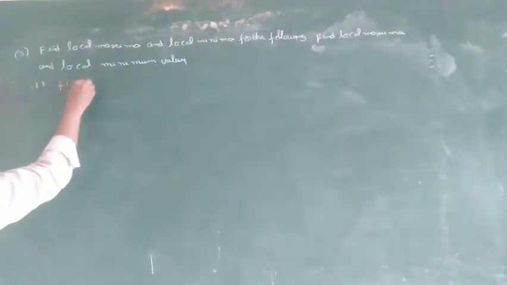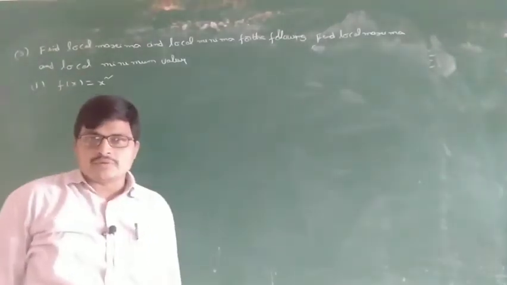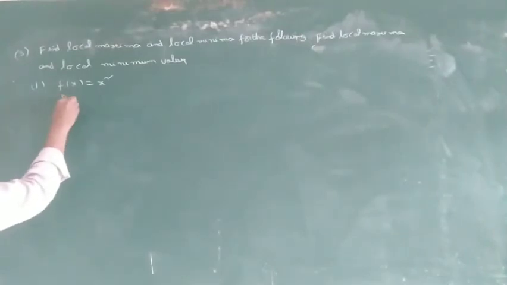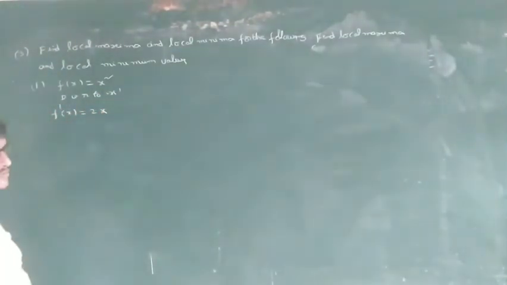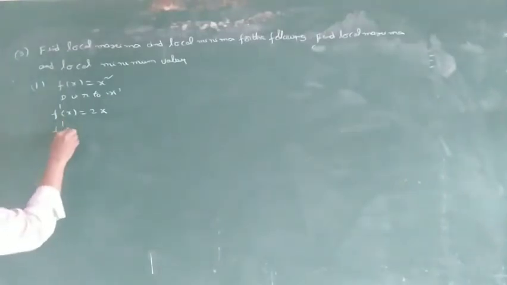First one, f of x is equal to x square. What is the working rule? Working rule first one, f dash of x is equal to 0. F dash of x is equal to 0 and find the values, and the first term and last term in the given interval. So derivative, what first? Differentiate with respect to x. F dash of x is equal to what? 2x. Now next, second one, f dash of x is equal to 0.